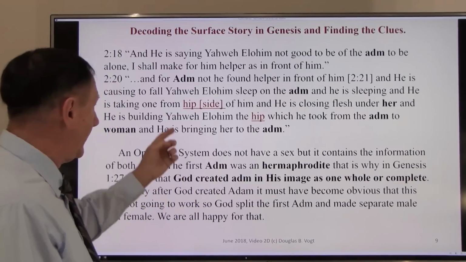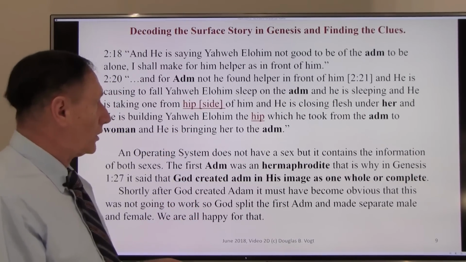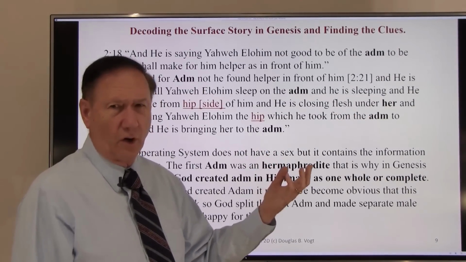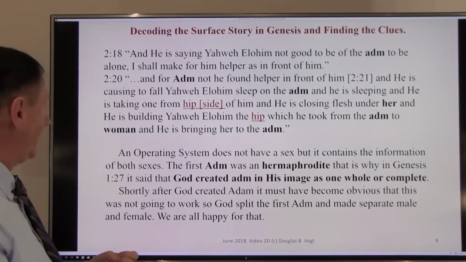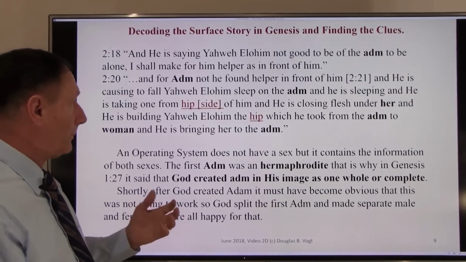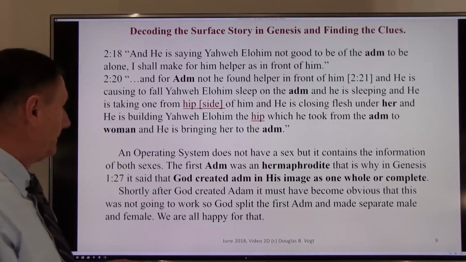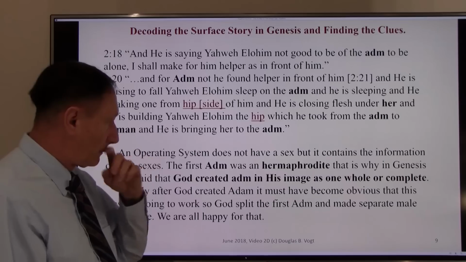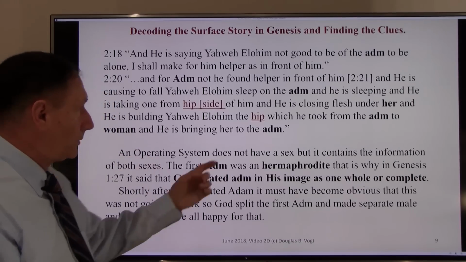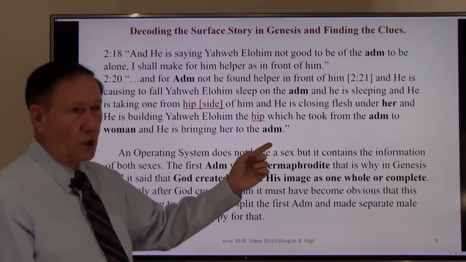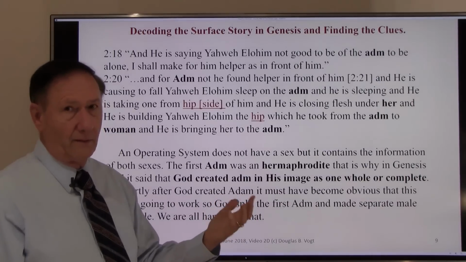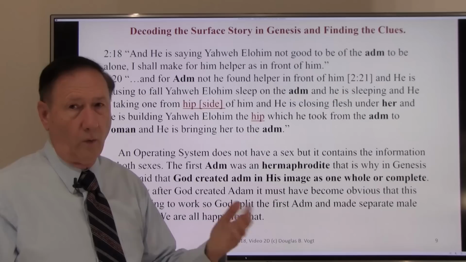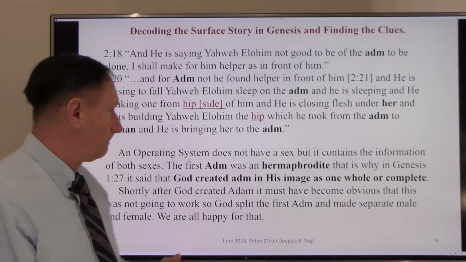Anyway, go on. Hip of him, and he is closing flesh under her. It literally was the word her. So is it him or is it her, what? And he is building Yahweh Elohim, the hip, which he took from the Adam to woman, and he is bringing her to the Adam. Some places they actually translate this as human. Again, they don't really know what to make of this thing, and I don't blame the rabbis or anybody else. You'd have no idea what this thing's really about.